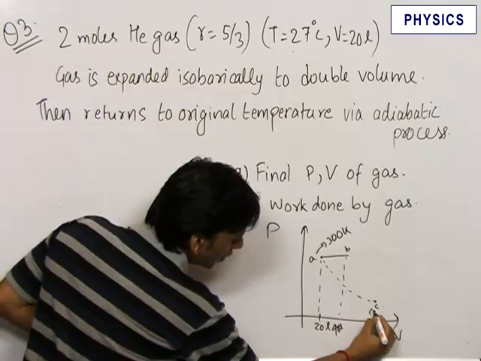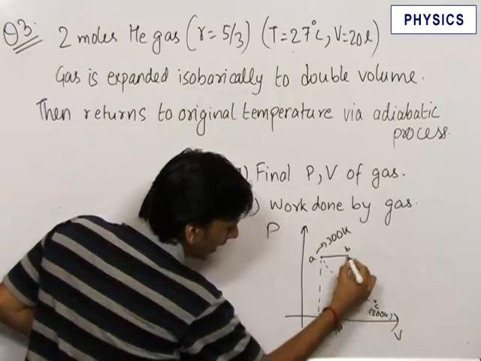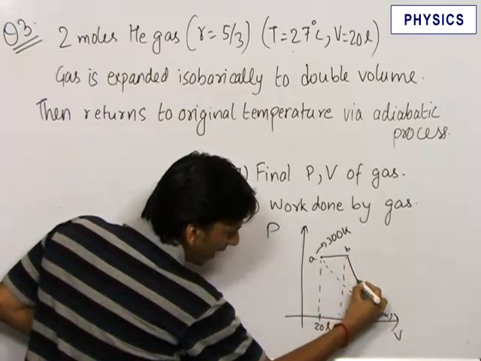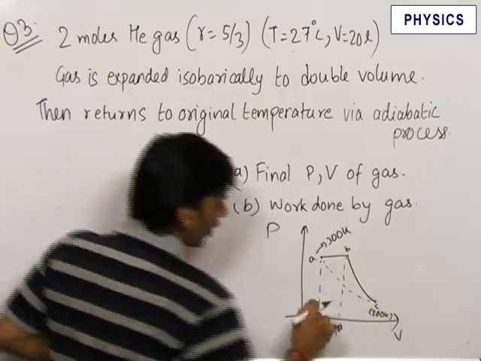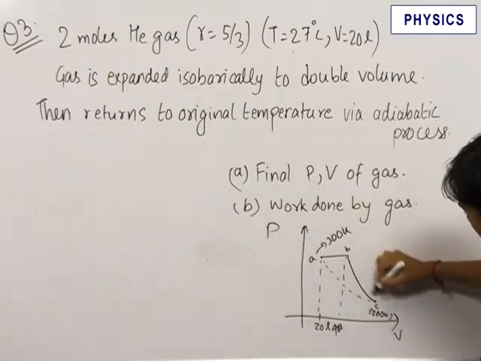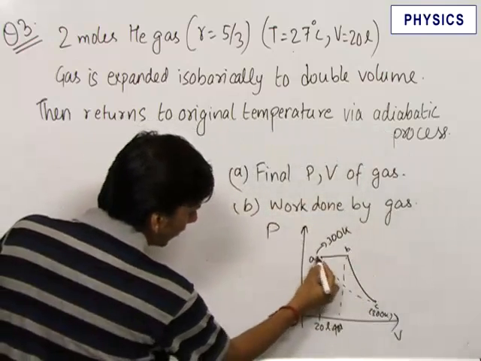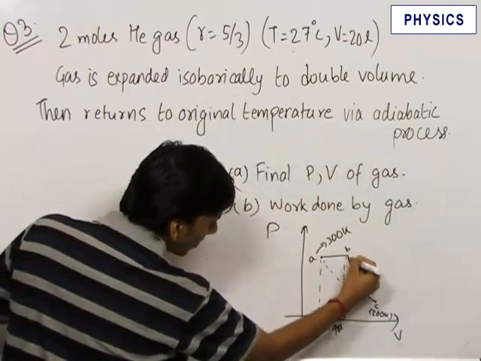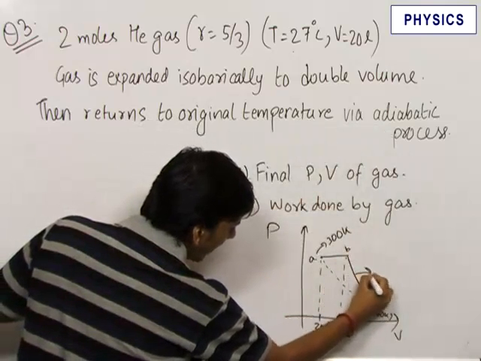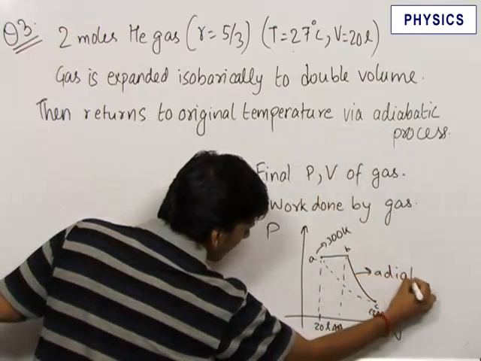The temperature at this point C will be 300 kelvins and the gas came through an adiabatic process to this point C from point B. So this gives us a final clear picture of what is happening. The gas went from A to B and then came back to C from B via an adiabatic process.